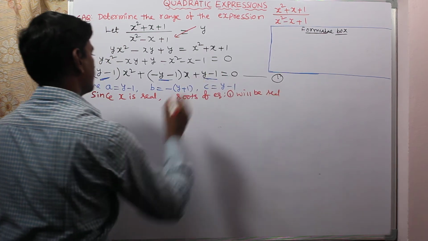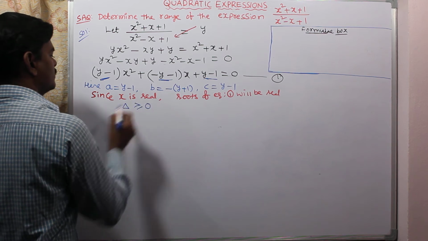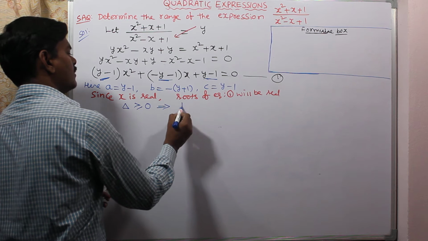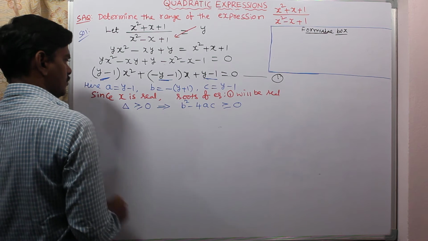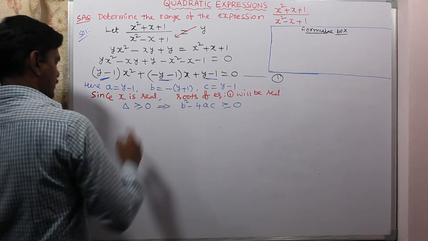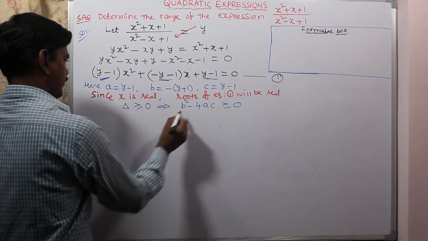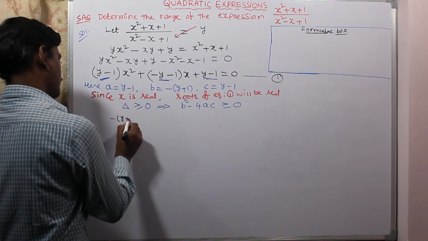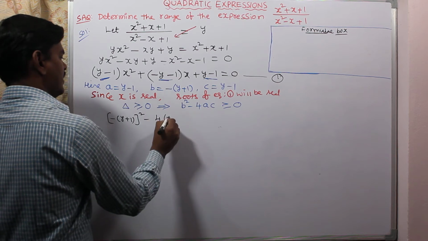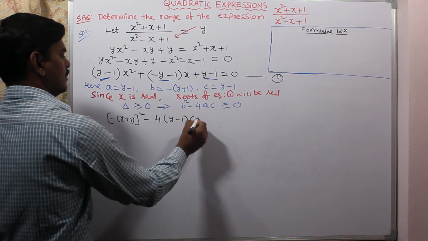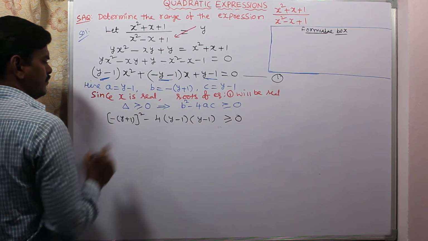So let's remind the real roots condition. What is the real roots condition? Discriminant delta greater than or equal to 0. What is delta? b square minus 4ac greater than or equal to 0. So substitute a, b, c values. What is b here? b value is minus of (y plus 1). b square means minus of (y plus 1) whole square. b square minus 4 times a value (y minus 1) into c, also (y minus 1), greater than or equal to 0. Minus whole square is plus only.